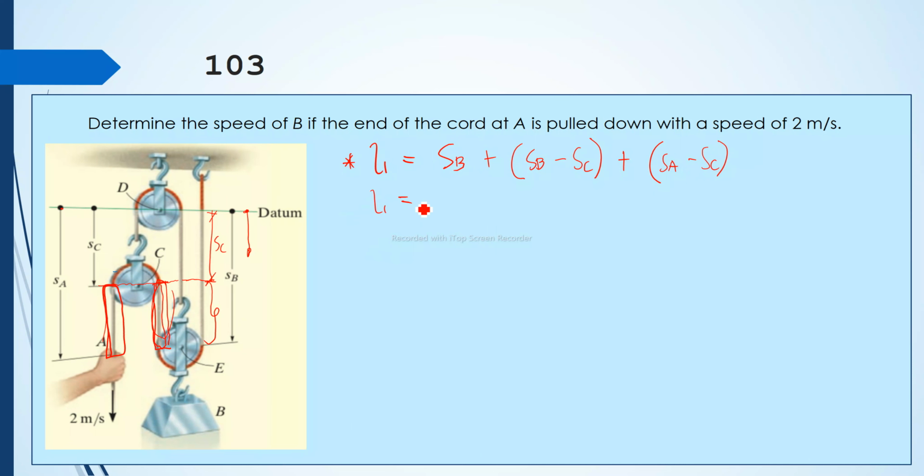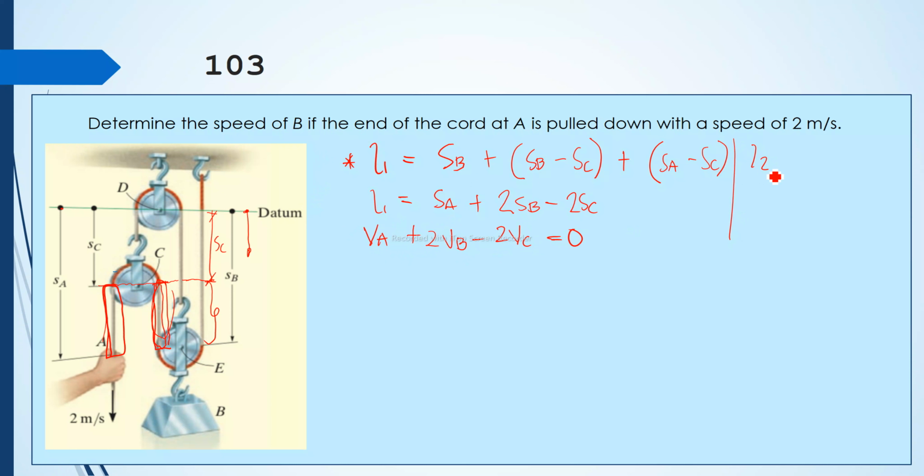That is just equal to, we just combine like terms, we'll have SA plus 2SB minus 2SC. And if we differentiate that with respect to time, we'll have 0 is equal to the velocity of A plus twice the velocity of B minus twice the velocity of C is equal to 0.